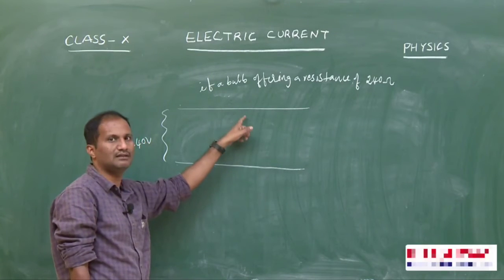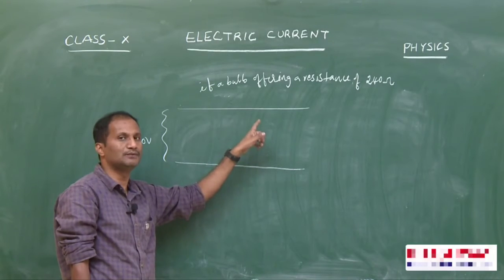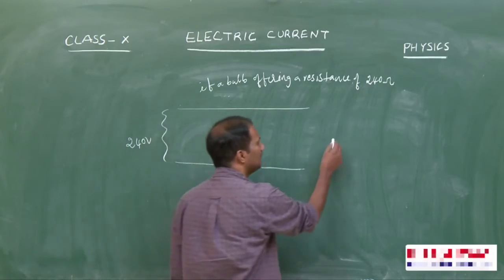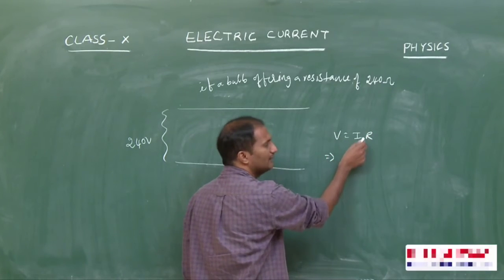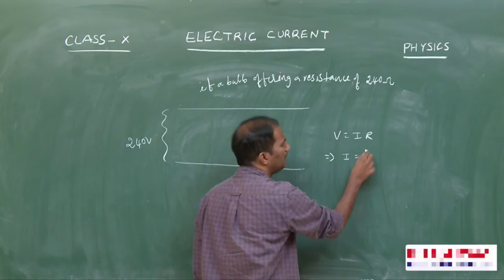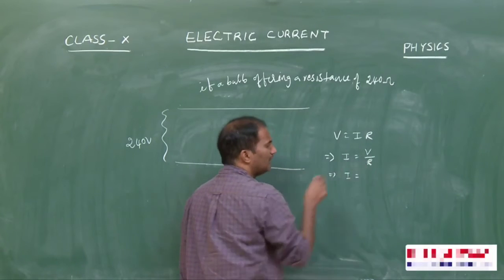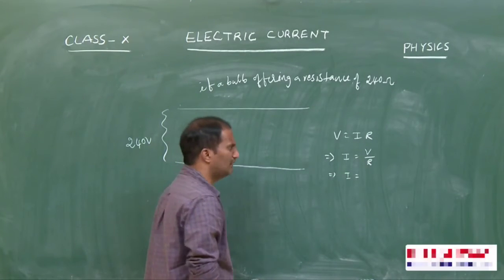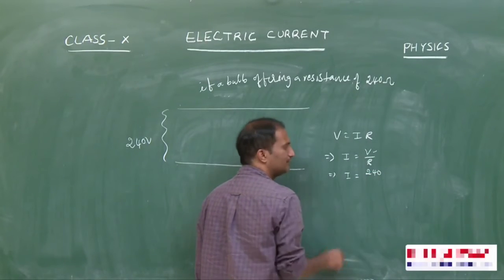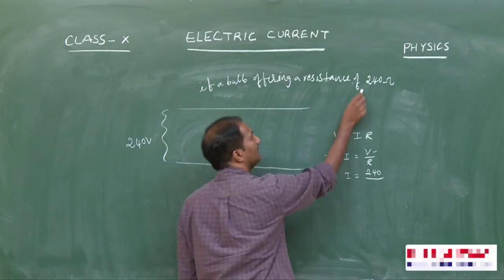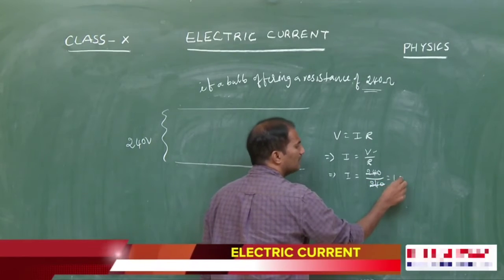Now we are going to calculate the amount of current consumed by an electric bulb whose resistance is 240 ohms. We know that V equal to I into R, according to Ohm's law, that implies I equal to V by R. Now we can substitute the V value and R value and easily get the amount of current consumed by that bulb. The potential difference across the two ends is 240 volts, and the resistance offered by the bulb is 240 ohms. That equals 1 amp.